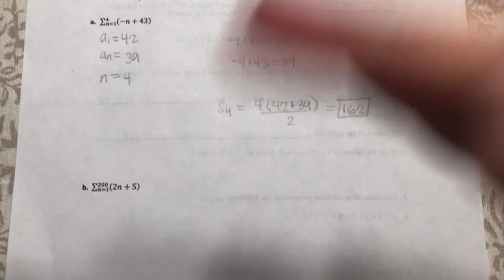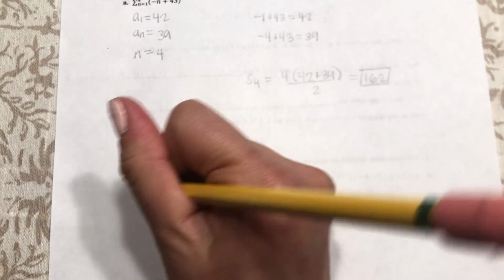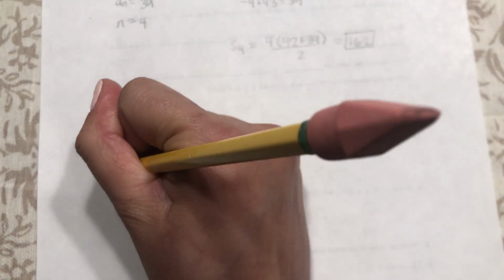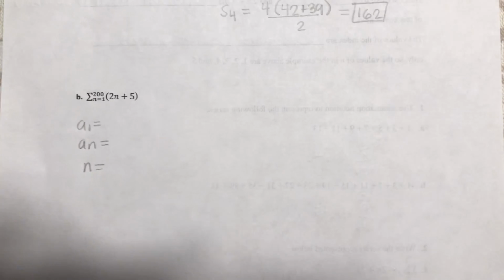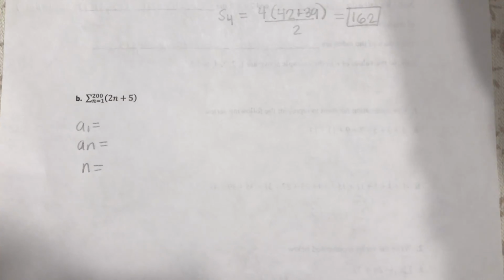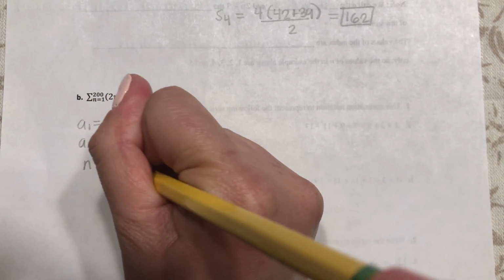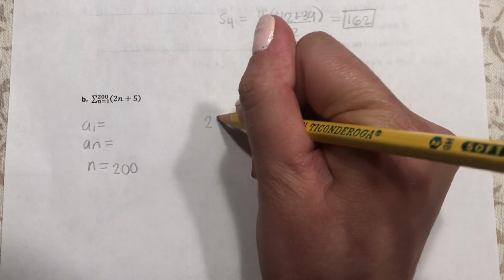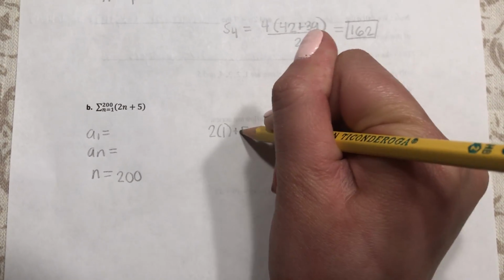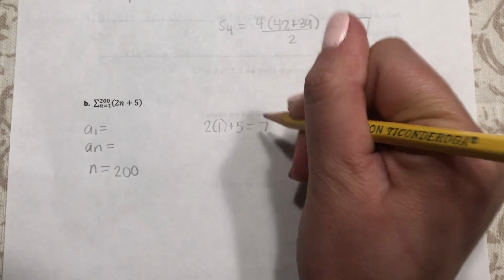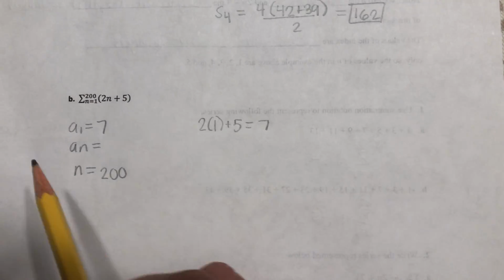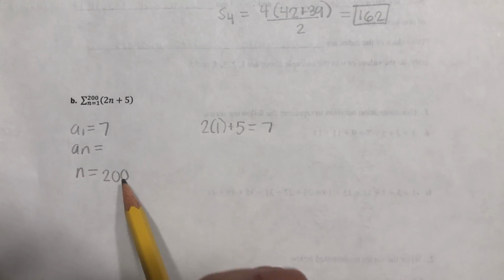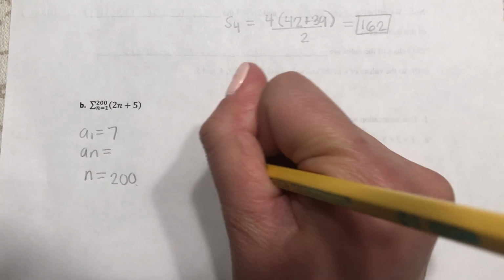That's done. We're just going to do one more. So you need your A1, your AN, and your N again. In this one, we're adding up way more numbers. It says 200 at the top, which is our index. So 200. Our A1 is what we get when we plug 1 into the argument, which is the same thing as our T of n equation. That's 2 plus 5, which is 7. And then our AN is our last term in the list, which is the 200th term. Just plug in 200.